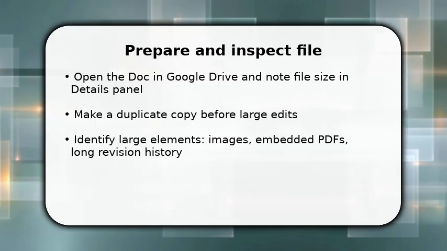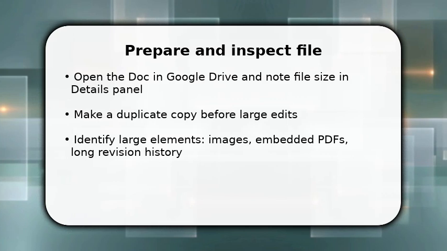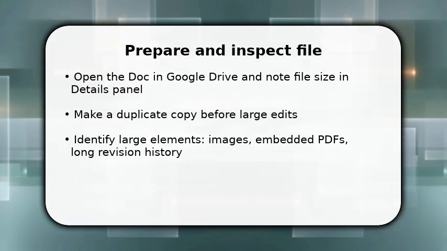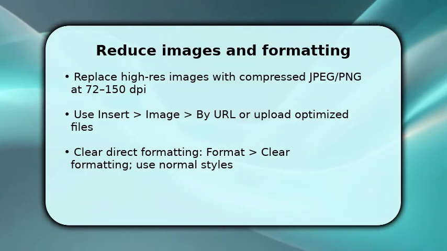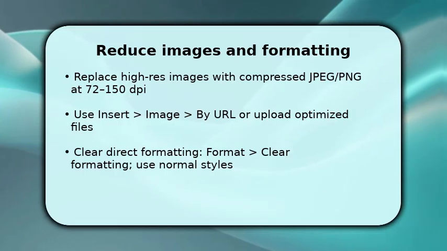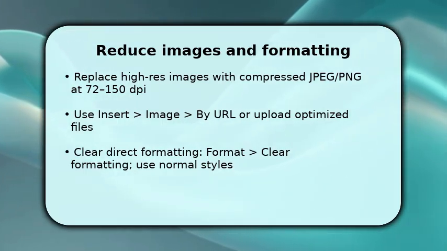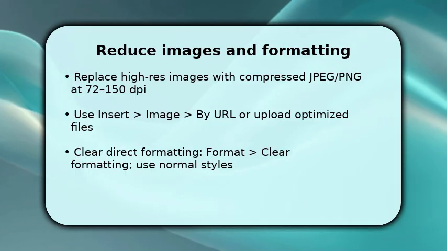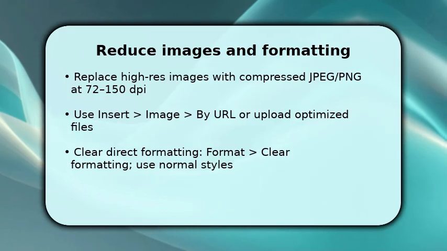Make sure to remove unnecessary attachments, and note where heavy formatting or long tables appear so you can address them next. Start by exporting any large images, compressing them to about 72 to 150 dpi, and re-uploading optimized versions. This cuts size dramatically without visible loss for screen viewing. If possible, host images externally and insert by URL. That keeps the doc lean.